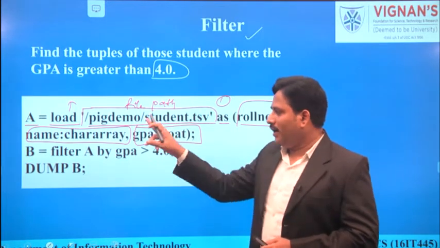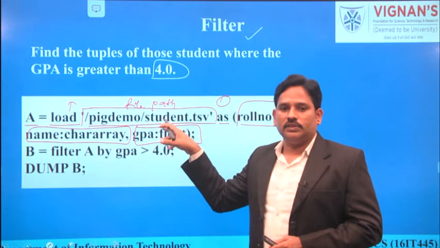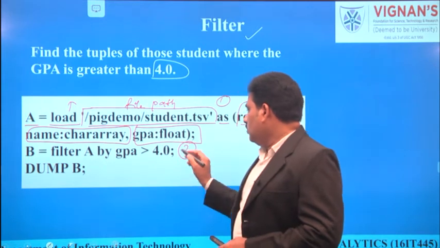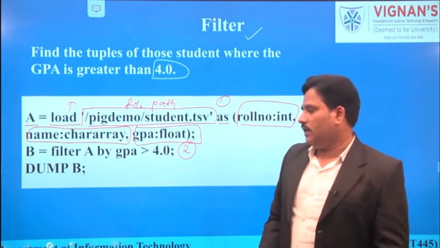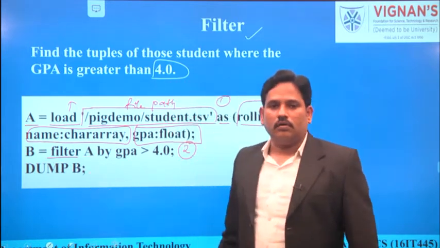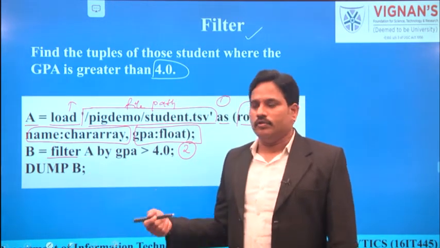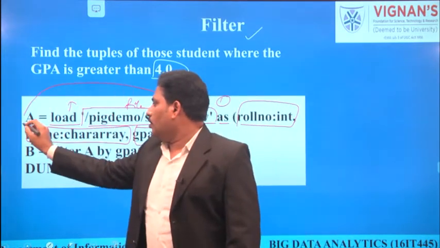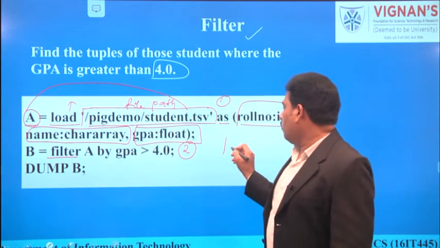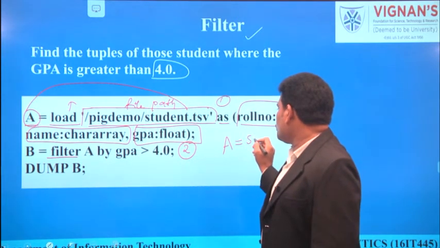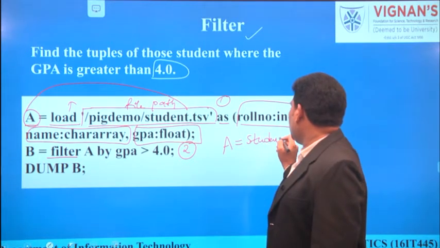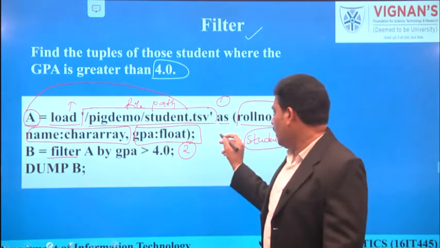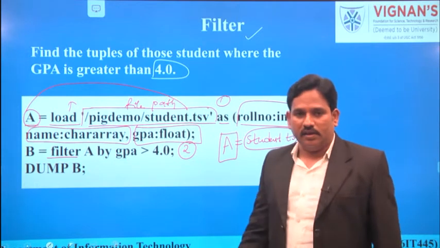GPA float value. So we declared the syntactical information which is required to access the data. And look at the second statement. Here we are applying a filter operation. That keyword is filter. Where are we applying the filter? We are applying it on the data of student.tsv. The student.tsv file will be stored in variable A. That means now variable A is equal to student.tsv. That means the complete information of student.tsv is loaded in this single character called A.